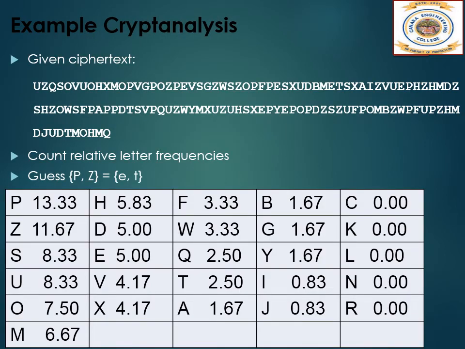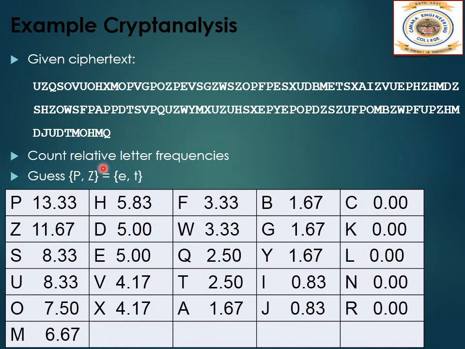So here is an example for the cryptanalysis. Say a cipher text is given here. Okay, it's a big cipher text. So what is done is for this whole cipher text, the relative letter frequencies are calculated. So as per here it is mentioned. See P 13.33 times it has occurred. Z has occurred 11.67 times. S has occurred 8.33 times. U has occurred 8.3, so on. This whole list is done. And see here, C, K, L, N, R, these are never repeated.